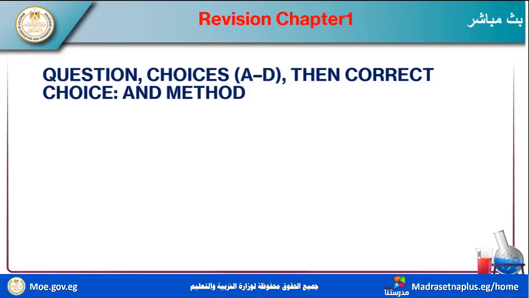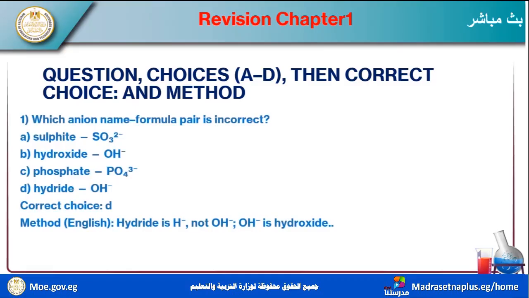Now we have many choices. We have 10 questions to show how you can solve any problem. Which anion name-formula pair is incorrect? You must know sulfite SO3, okay, hydroxide OH, okay, phosphate PO4 3-, okay, hydride OH. Hydride is not a polyatomic group, and this is not the true name. This is hydroxide, not hydride. Okay, so D is incorrect.